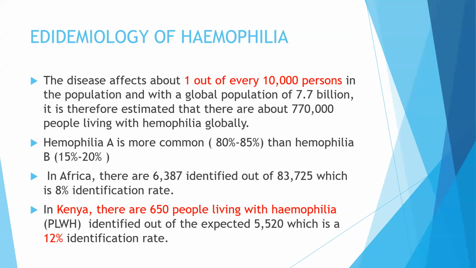In Kenya, we have 650 patients, but our registry is growing. I think we are now at 700 and above living with hemophilia, identified out of the expected 5,000. So we have a 12% identification rate, which means we also have a very wide gap to get all these patients treated. Or people are just dying in the village, or others are coming and going home thinking it is not very serious, or that it is witchcraft.